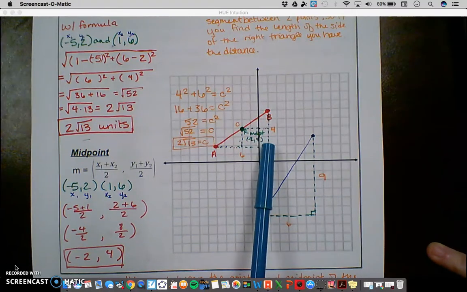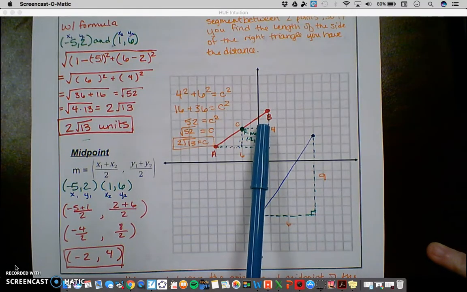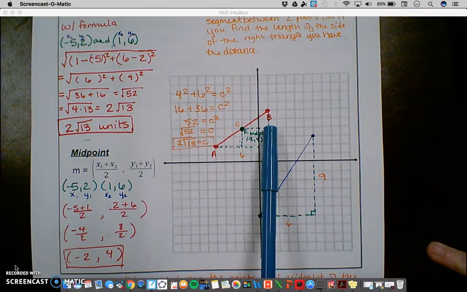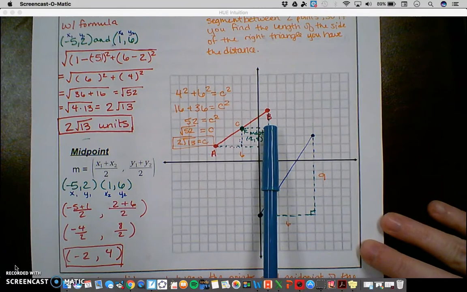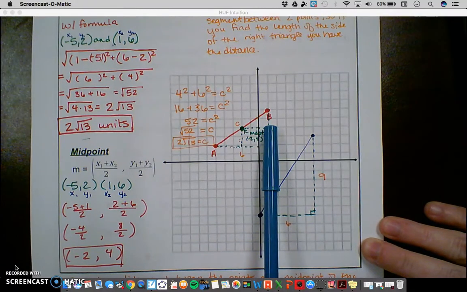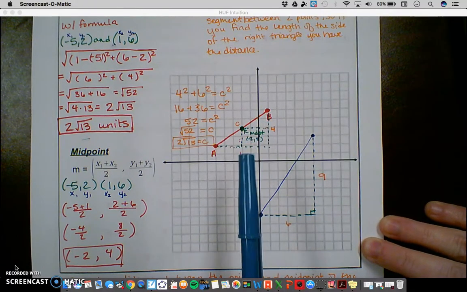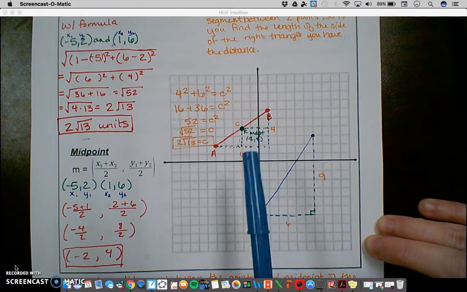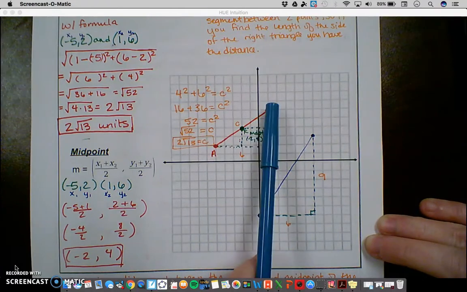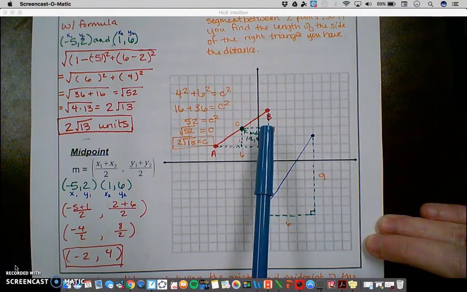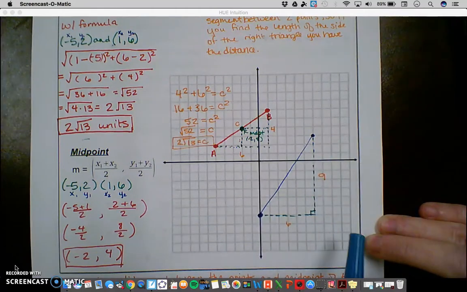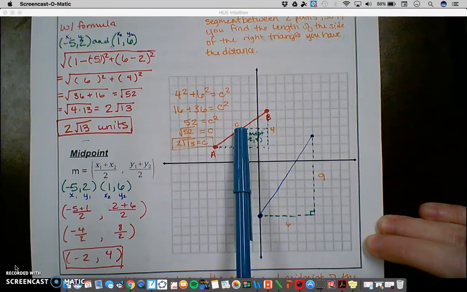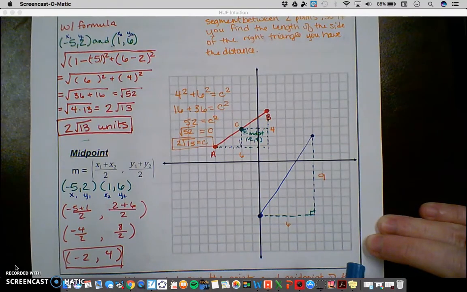We can also use that right triangle to help us find the midpoint. We can find that vertical distance of 4 and take half of it and find halfway, because we know the midpoint is halfway along the segment. And we take that horizontal distance of 6 and cut that in half. And we can count from either endpoint vertically 2, which is half of 4, and horizontally 3, which is half of 6. So vertically 2, horizontally 3, and we end up at that midpoint -2, 4.